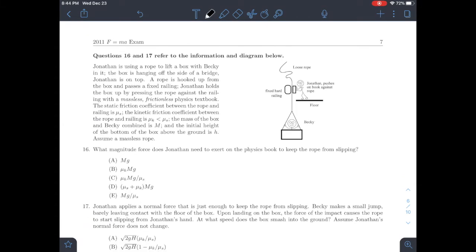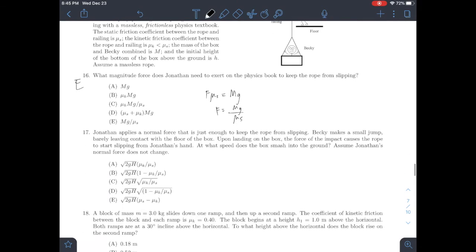Okay. So question number 16. What is the magnitude of the force Joanna needs to exert on the physics textbook to keep the rope from slipping? This is a pretty long question, so you just read it yourself. Basically, Joanna is pushing the book against a fixed wall with a force F to make friction stick the rope, so the rope will hold the mass of Becky. So we know Becky has a mass of m. Also, mg is equal to F times the static friction coefficient. So F equals mg over mu s. So it should equal E.